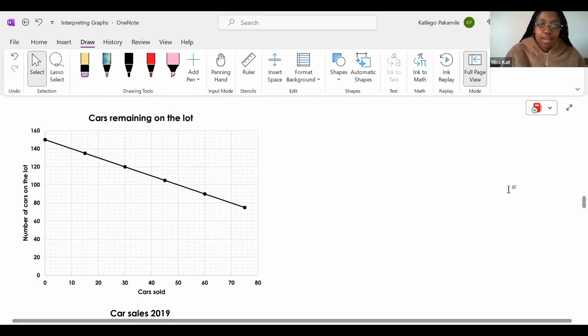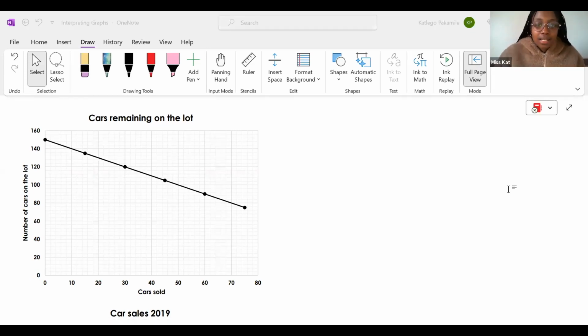Is this graph a linear graph? Is this a linear graph? Or rather, is it linear or non-linear? Let me say it like that. Welcome, Sia. It's okay. Do we have a linear or non-linear graph? Sia says linear. Okay, everyone says linear.